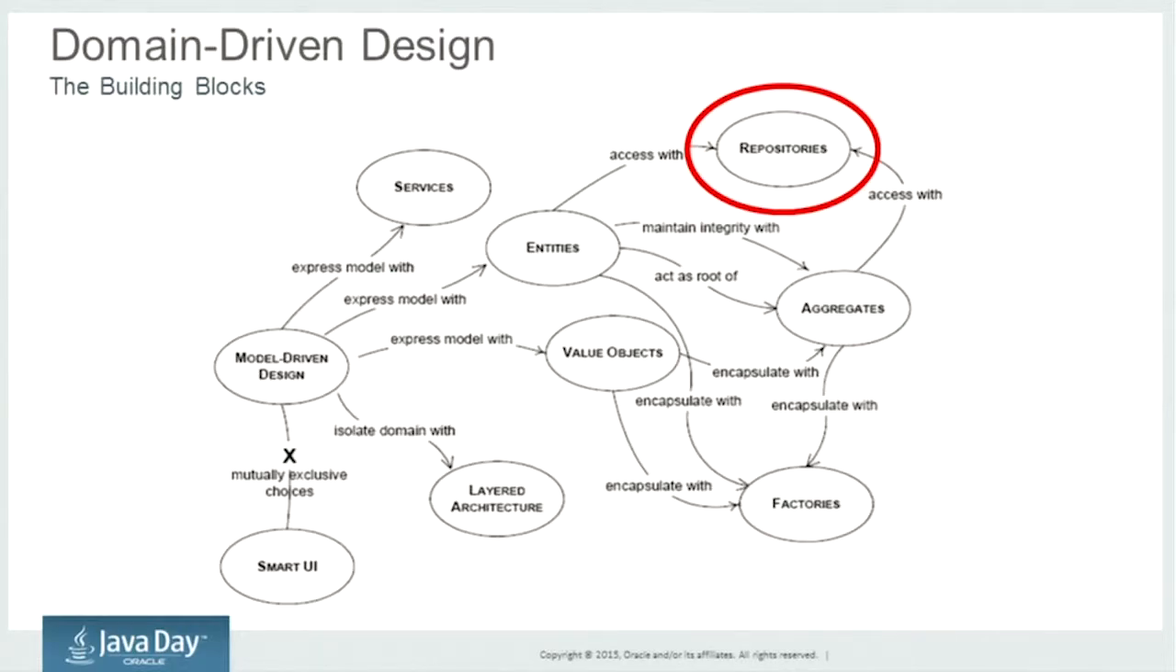Generally, you perform CRUD operations or repository operations on an aggregate root, and the aggregate root manages the rest of the state within that aggregate cluster.